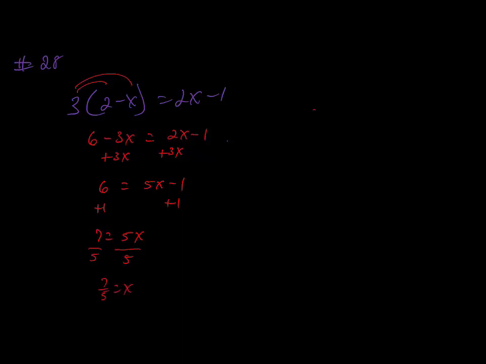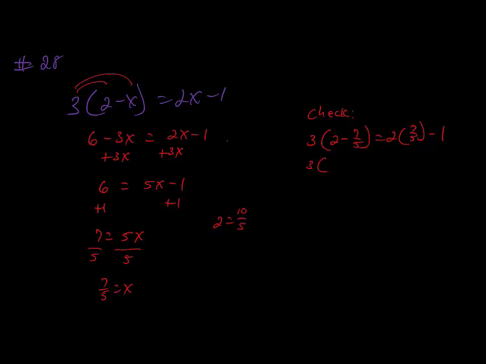And so we can go ahead and check it. And so we get 3 times 2 minus 7 over 5 is equal to 2 times 7 over 5 minus 1. So I need a 5 in my denominator in order to subtract these two fractions. And so sometimes the easiest thing to do is just set it up this way, since I need a 5 and it has to be equal to 2. And then I can just simply multiply these. 5 times 2 is 10.